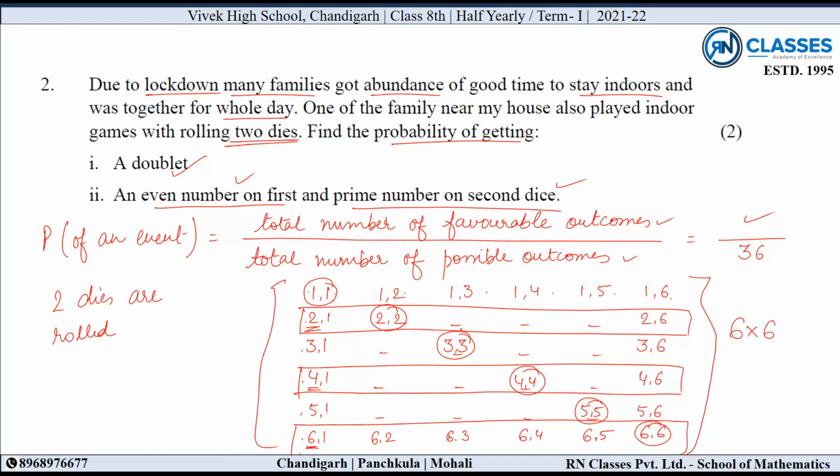I've marked it. Even on the first, but prime number on the second die. Prime number, even on the first, prime number. 2 is a prime number, right? Again, 2, 3 is a prime number. Yes, we'll get this. 2, 4, no. 2, 5, yes. So मुझे ये भी मिला, ये भी मिला, ये भी मिला.